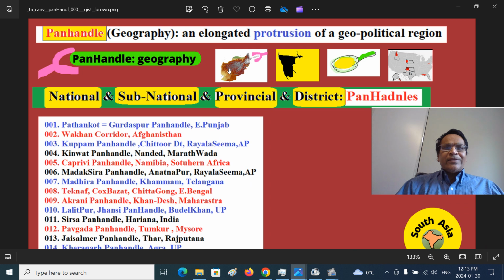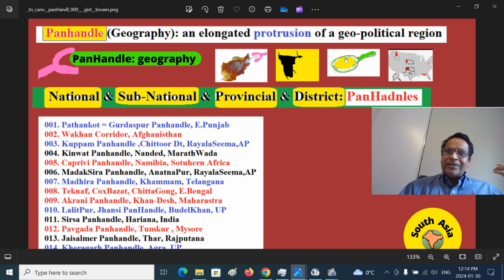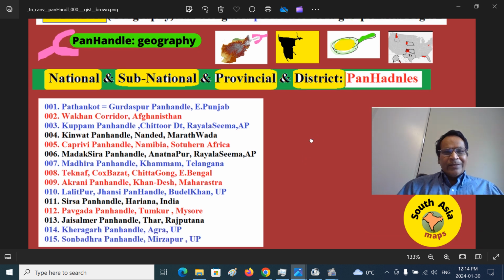This is Afghanistan, Afghania or Durrania, and this is the prominent Hindu Kush mountains, the heartland. This is the handle, the Wakhan region, the Wakhan corridor. In Namibia, Southwest Africa, this is the Caprivi strip, the handle of this pan. This is the pan, this is the handle. There are many panhandles in the United States.